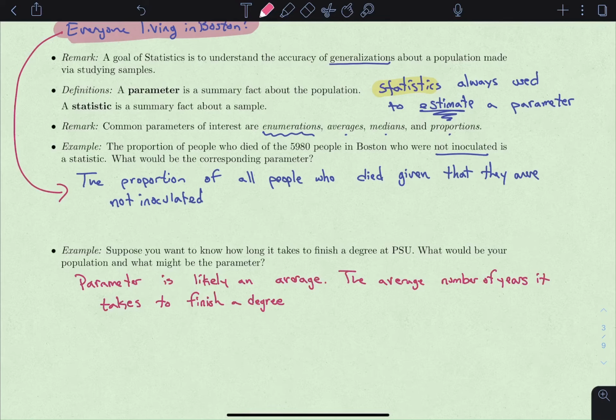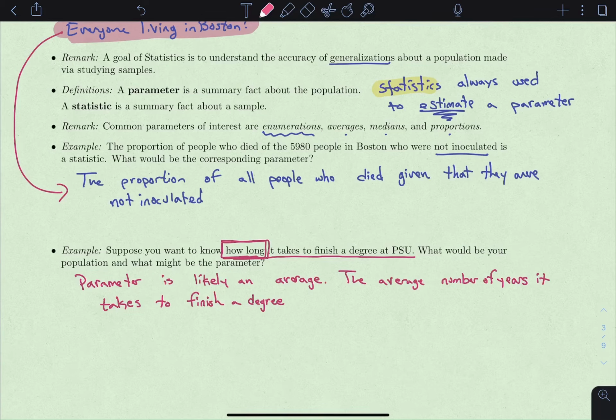So it's just important to identify what you are after. This is a part of that conversation of how to make a good research question. What you want to say, how long does it take to finish a degree at Portland State? That's great. What information do you want to use in order to report that information? What information do you want to say in order to report this idea of how long it takes to finish? Because there's an ambiguity in this question.